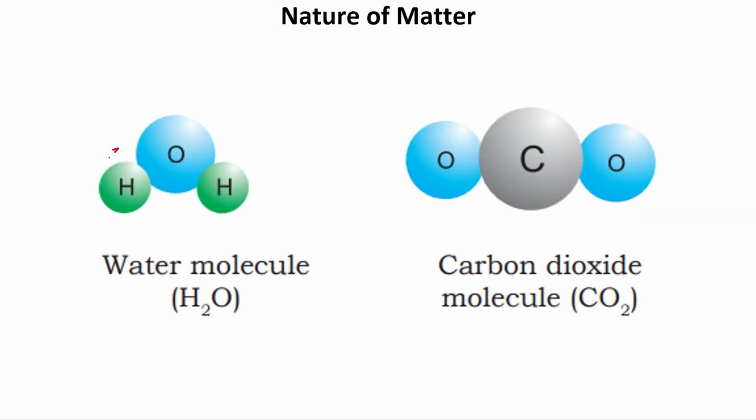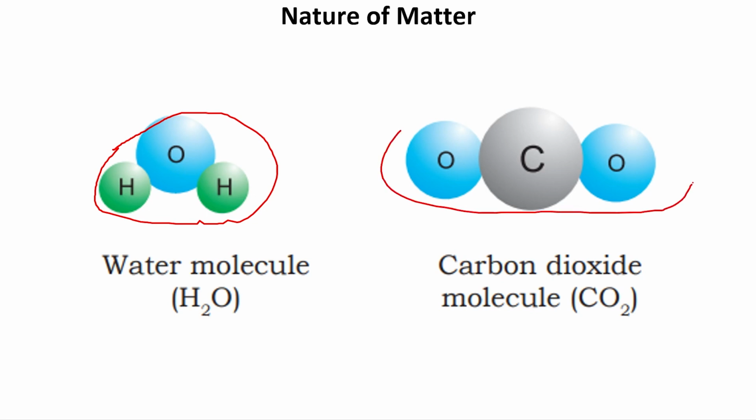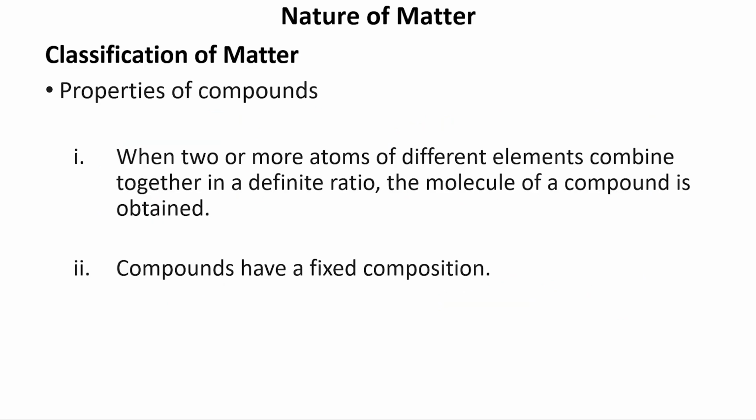Now coming to compound, this is the picture of a water molecule. It is a compound because two atoms of hydrogen and one atom of oxygen, two different atoms, are combining to form this one water molecule. Similarly, this carbon dioxide molecule is formed by the combination of oxygen and carbon, and not just one kind of atom. So this is a compound.